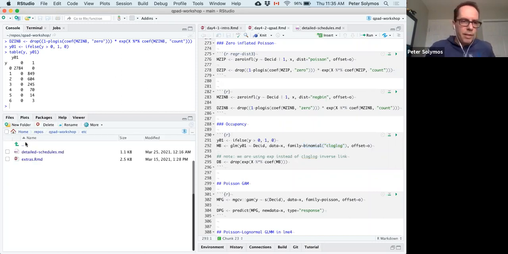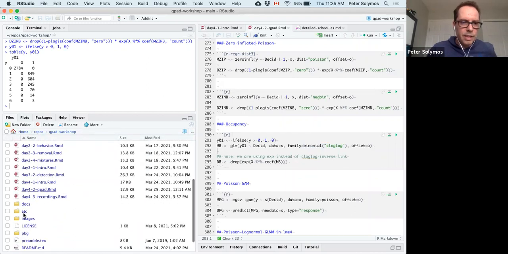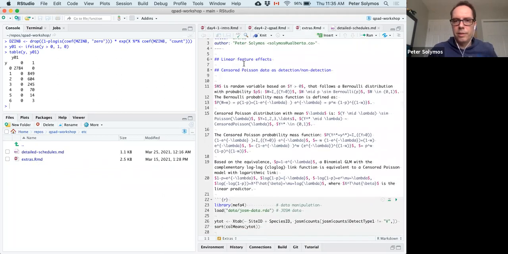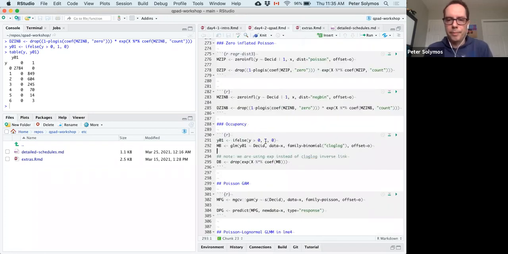If you navigate to the etc directory in the workshop, there's this extras. If you open this up, there's a description about censored Poisson data, with all the math that I'm not going to explain, of why the C-log-log function is equivalent of doing this. Let's see what we get.